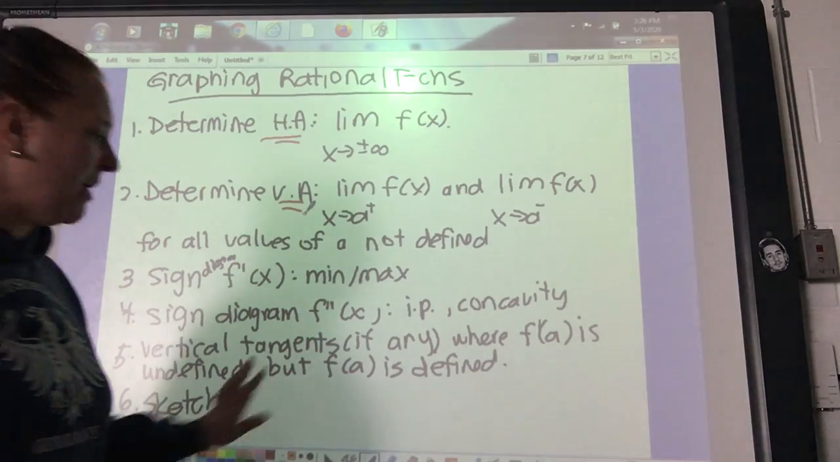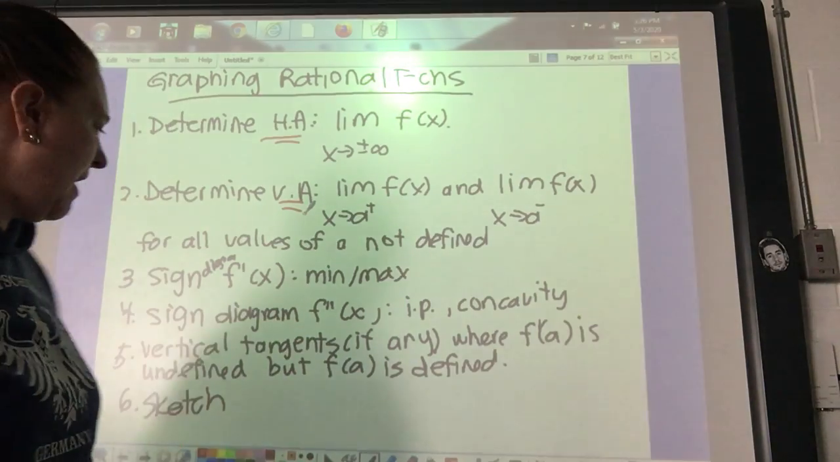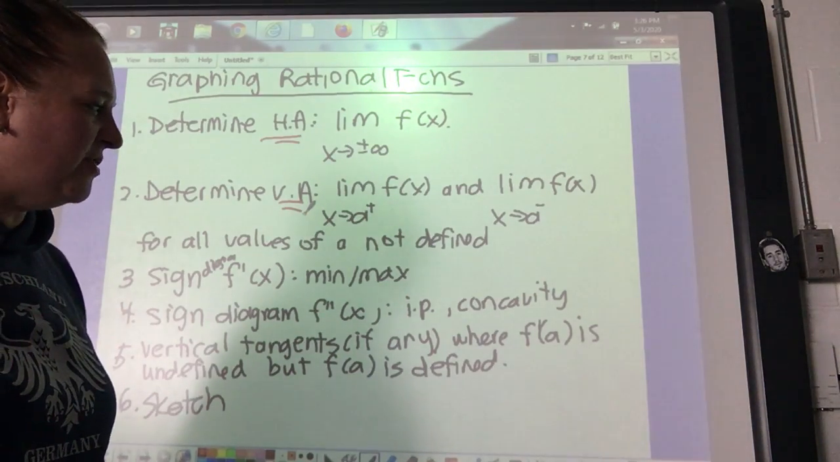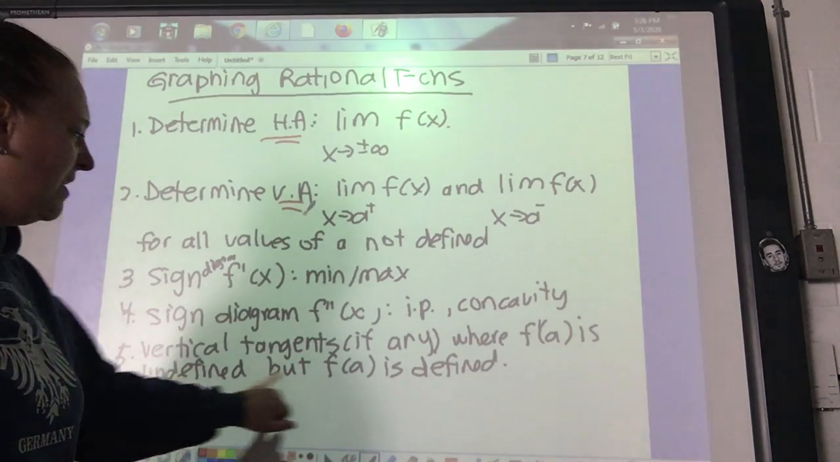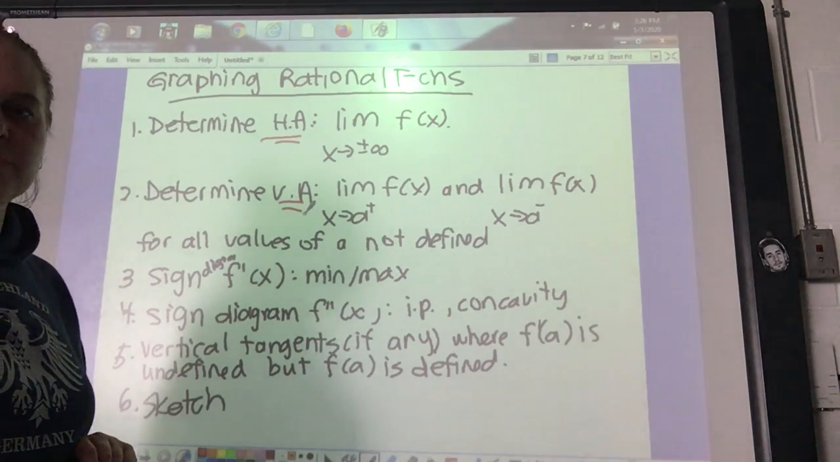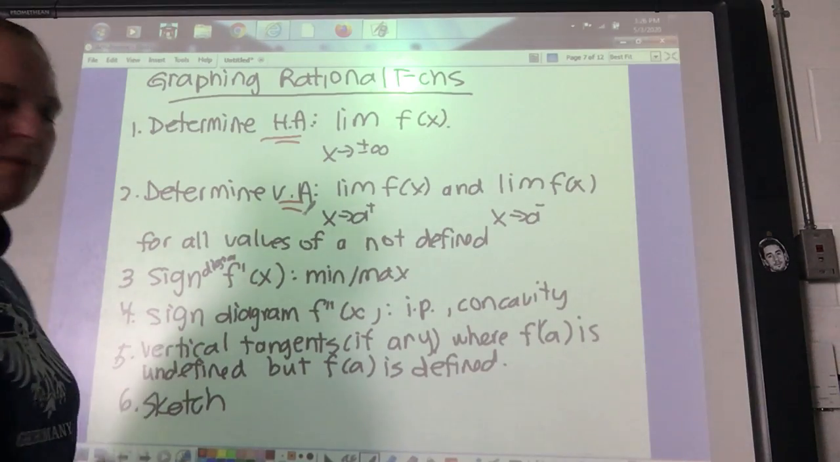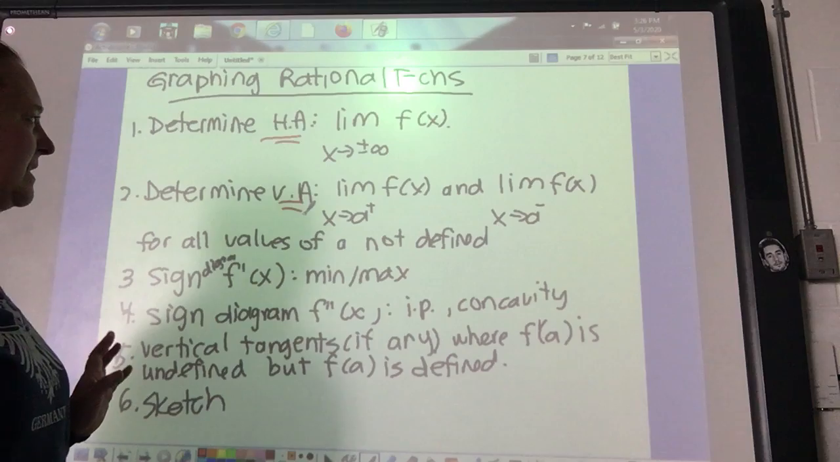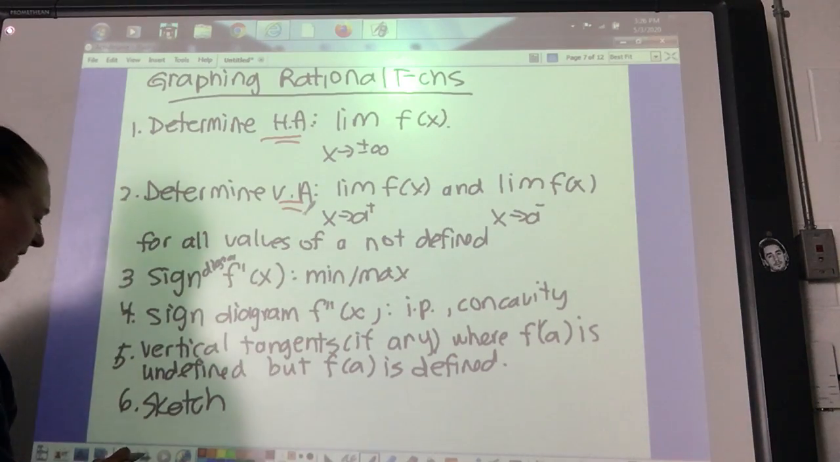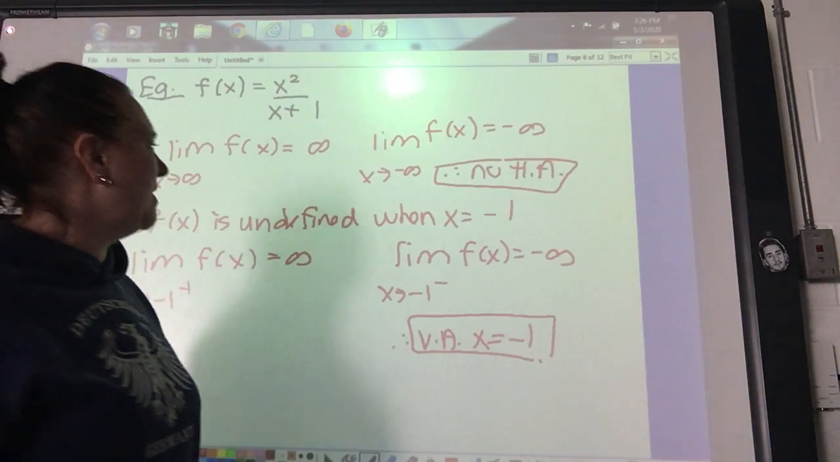I'm not going to do an example now, but that will come up in your assignment. What do I mean by a vertical tangent? That would be where f prime of a is undefined, but it's defined in the original. So I'm going to leave that there for now. That will come up in your assignment. And then the sixth and final step: sketch. Put everything together.